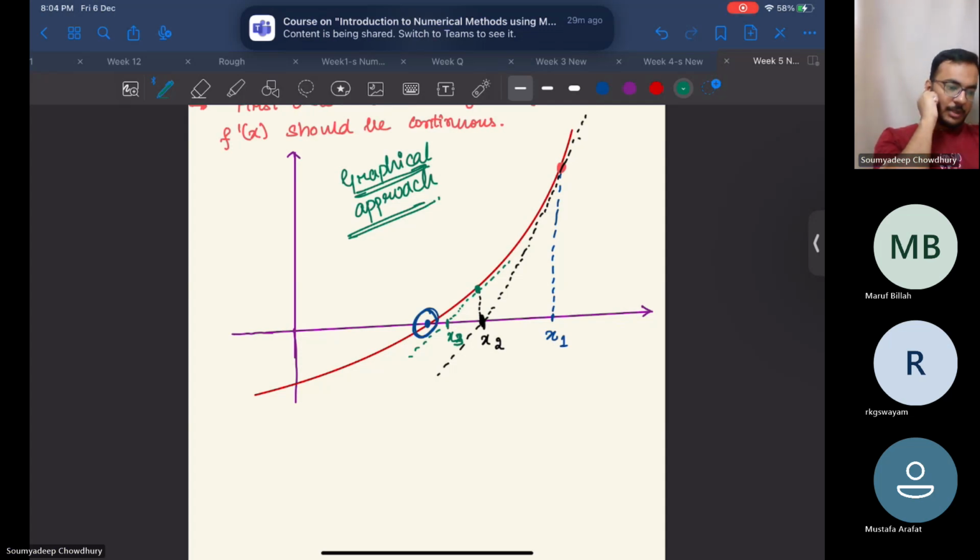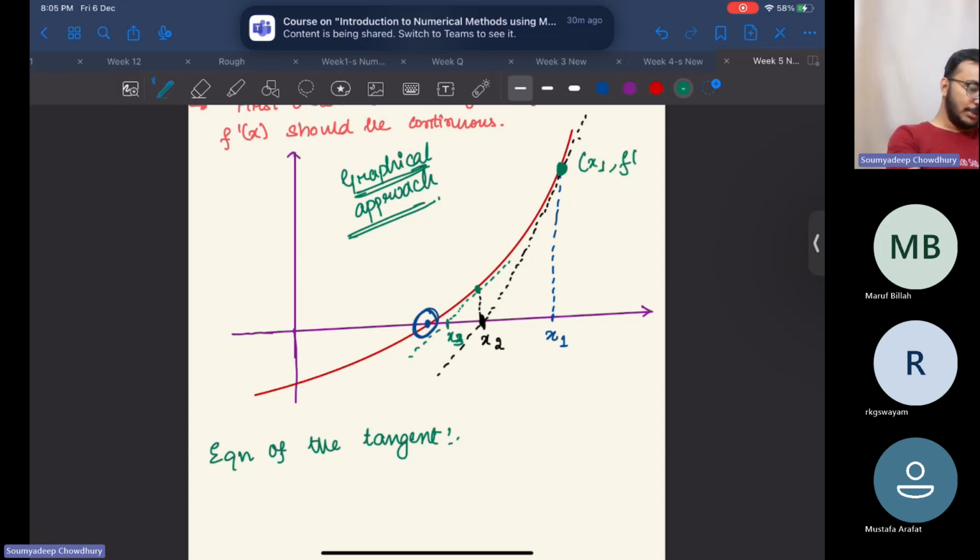So now, how to do it mathematically? You need to have an iterative formula to find the solution. x1 will be given to you. How to find x2 from x1? Then how to find x3? So from this graphical picture, we'll try to derive that formula. Let's find the equation of the first tangent. This tangent passes through the point with coordinates x1 and f of x1. And what is the slope of the tangent? It is f dash x1, right?